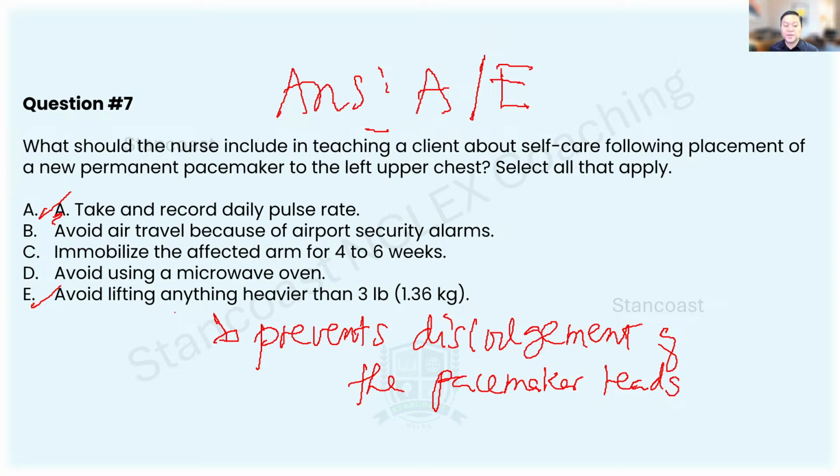To make sure that they refrain from doing that for about a good 3-4 weeks. Okay, make sure that you're teaching them about not heavy lifting. Anything heavier than 3 pounds or 1.36 kilograms. That's not really heavy, guys, but that's already significant.